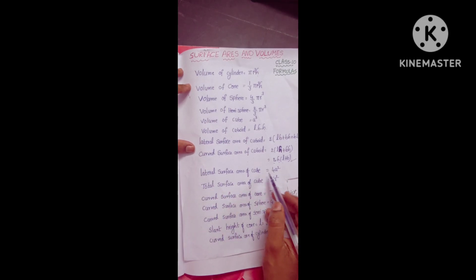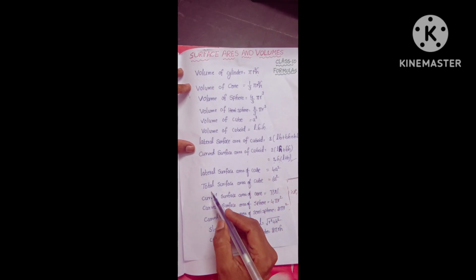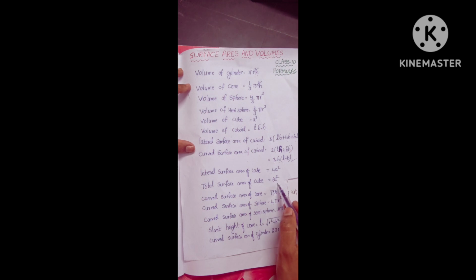Lateral surface area of a cube formula is 4a square, and the total surface area of a cube formula is 6a square. Curved surface area of a cone is pi r L, curved surface area of a sphere is 4 pi r square, curved surface area of a hemisphere is 2 pi r square, and the slant height of the cone L value is square root of r square plus h square, and the curved surface area of a cylinder is 2 pi r h.